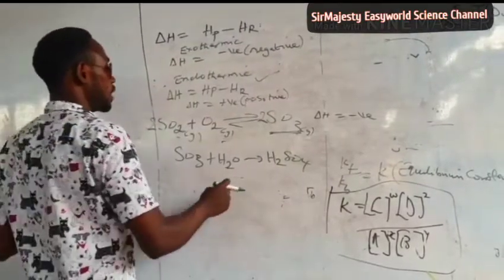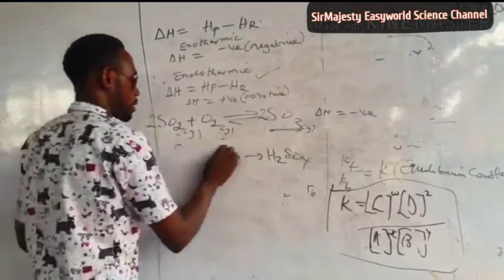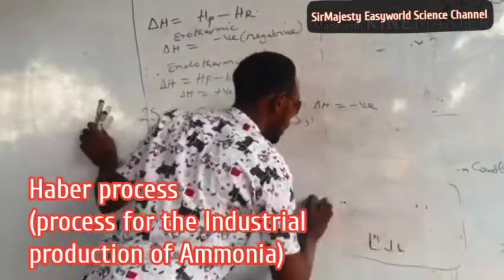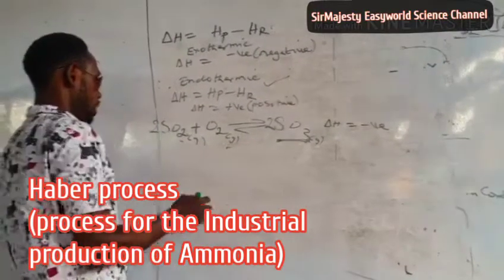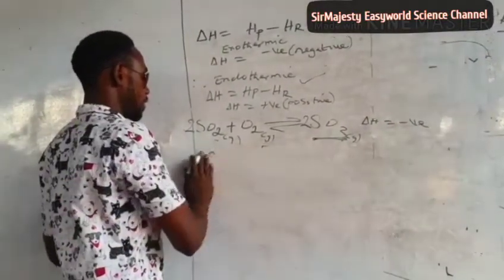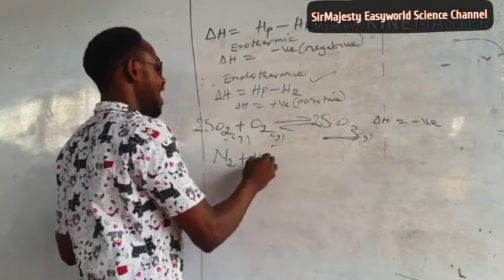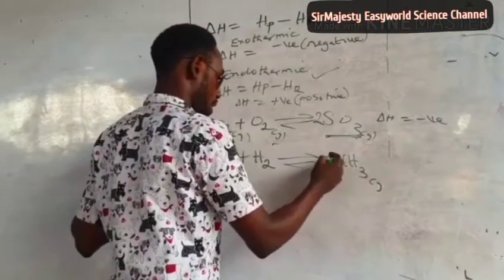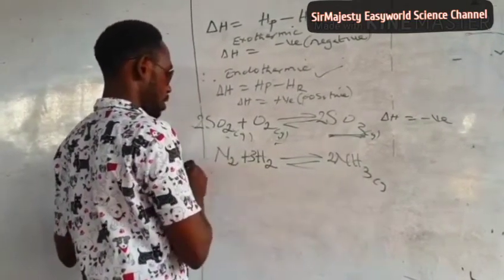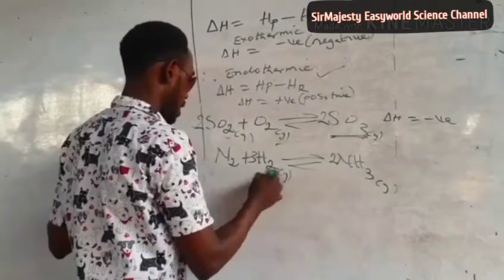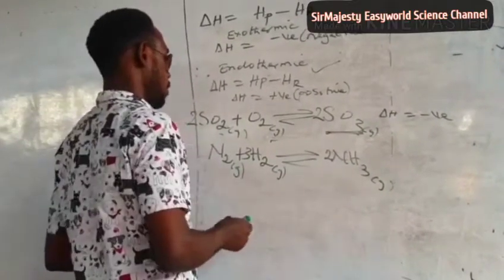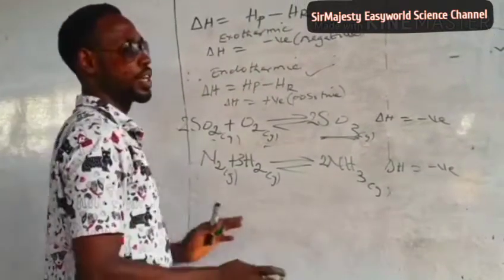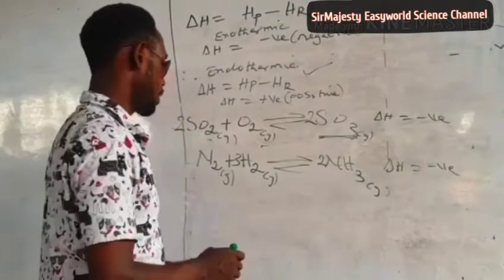I'll give you another one. In industry, we have the Haber process. The Haber process is the industrial process applied in the production of ammonia, and it involves the direct combination of nitrogen gas and hydrogen gas to give you ammonia gas. So here, balance the equation. There should be 2 here, 3 here, and that makes the equation balanced. All are in gaseous state. And of course, just like this, the heat change is still negative. And what does it mean? It means that the reaction is exothermic.